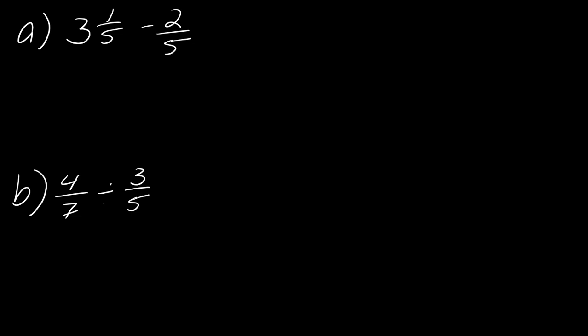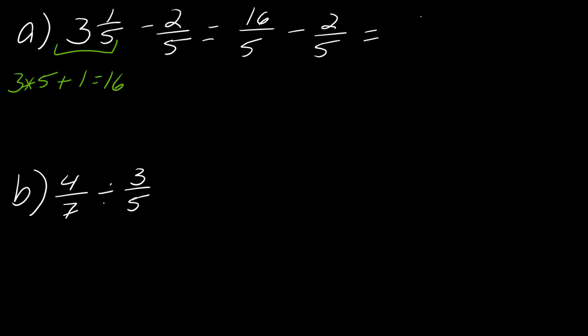So we talked about in the previous videos that when you have a mixed number like we have here, we want to convert it into an improper fraction. And so the way that we do that is, I take 3 times the denominator plus the numerator. And so that's going to be 16. So that's going to be my new numerator. So this expression here can turn into 16 over 5 minus 2 over 5. And so this will equal 14 over 5.